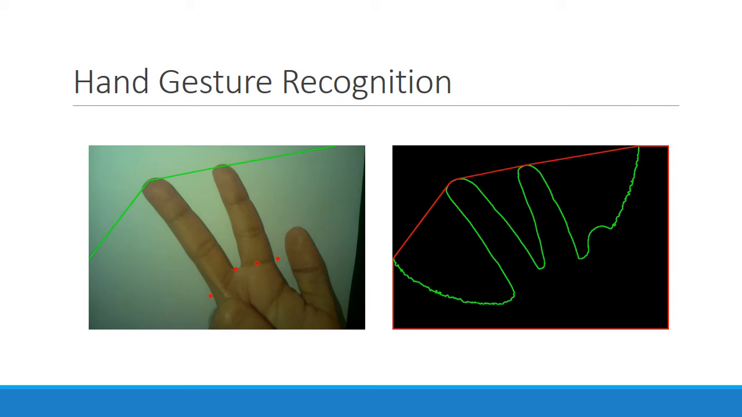These are the images that are obtained after processing the sample input image which was shown earlier. The image on the left side shows us the convexity defect points that are in the image, and the image on the right side is the convex hull of the image.